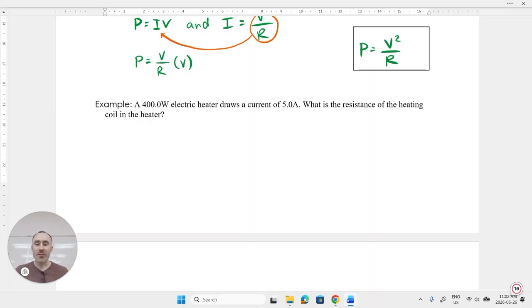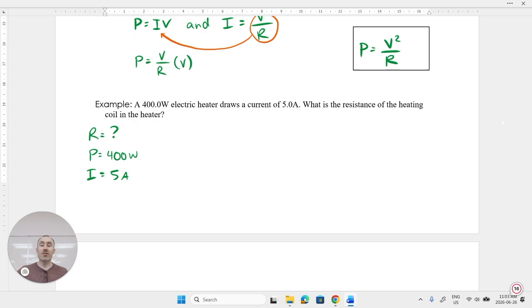A 400-watt electric heater draws a current of 5 amps. What is the resistance of the heating coil in the heater? So we're given power, 400 watts, we're given current, and we're looking for resistance. Okay, so this is going to direct us to the correct version of a power formula to calculate the thing that we're looking for. So we're looking for R. We have power, 400 watts. We have current, 5 amps.